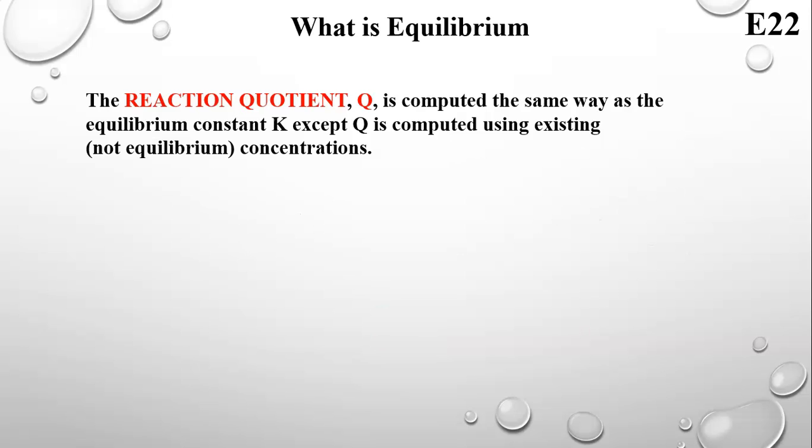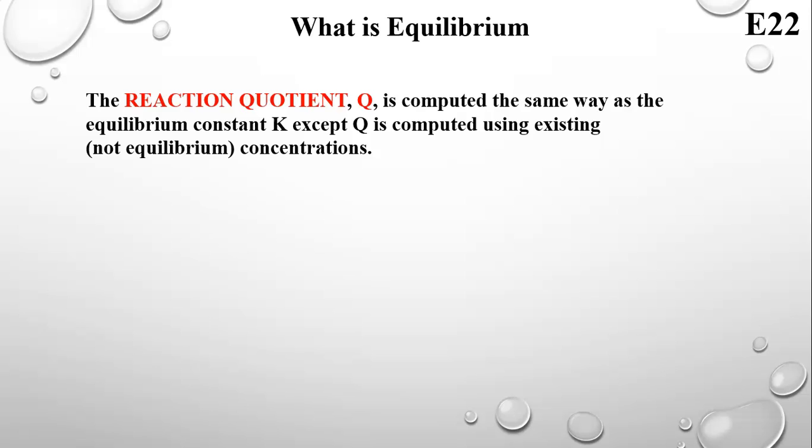Now we're going to talk about something called the reaction quotient. The reaction quotient Q is computed the same way as the equilibrium constant K, except Q is computed using existing, not equilibrium concentrations. So let's put this all into perspective. If you have equilibrium concentrations of a reaction and you plug them into the law of mass action, you'll get the equilibrium constant K. That represents where the equation wants to settle at some particular temperature. It wants to have that.